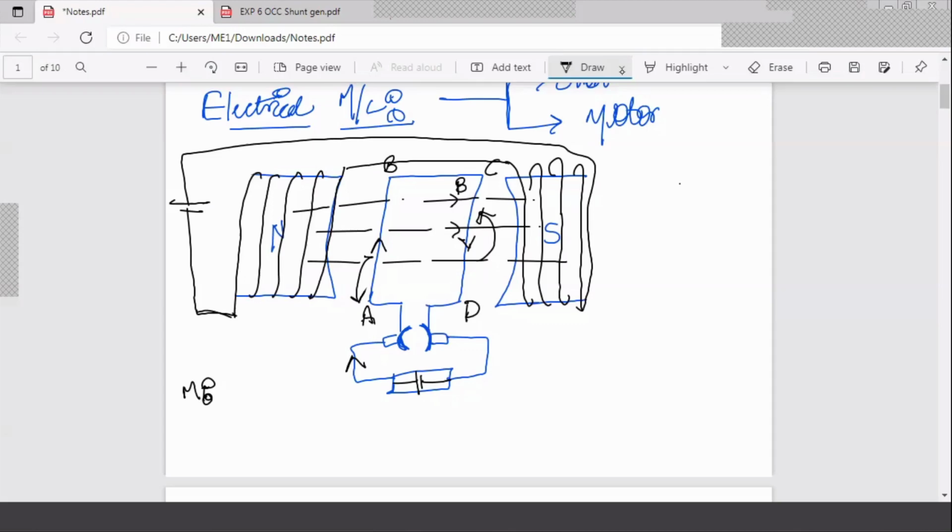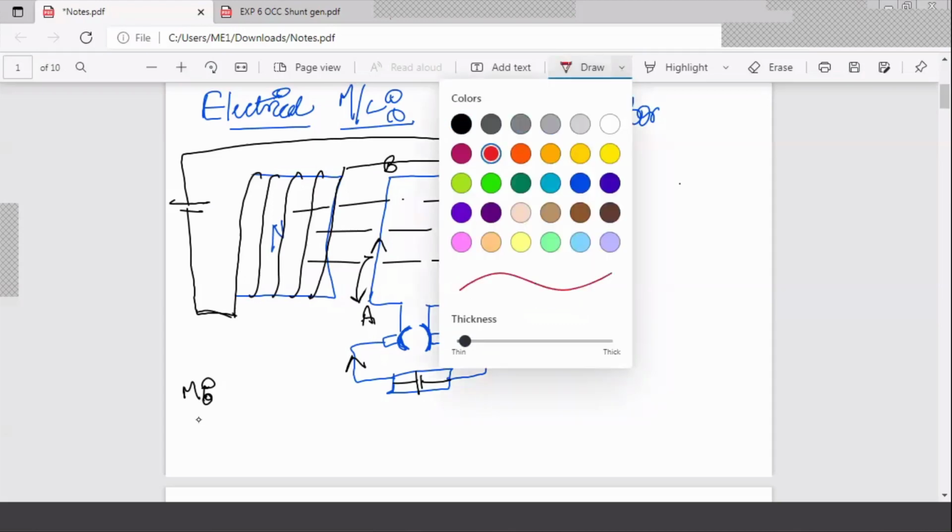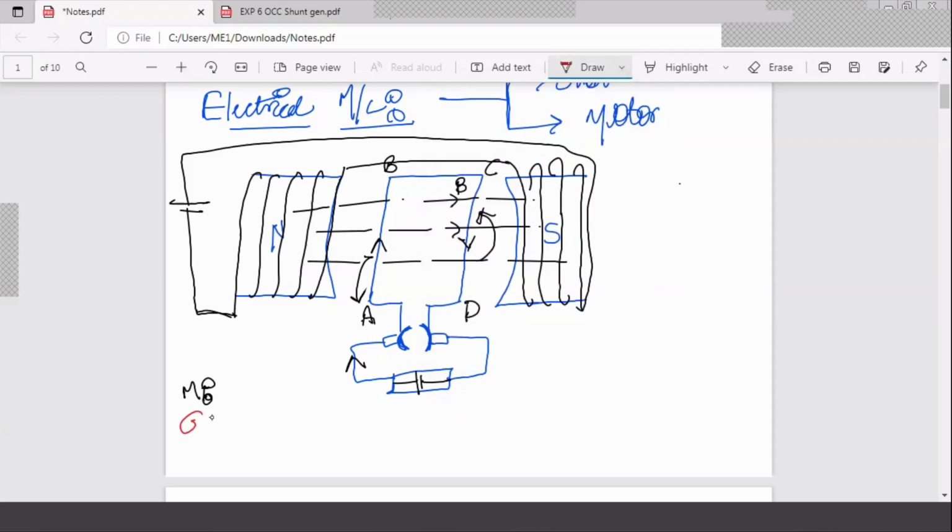Now what happens whenever this same machine has to work as a generator? What will be the difference here? Can anyone tell? The same machine, the same setup I want to use as a generator. What will happen?